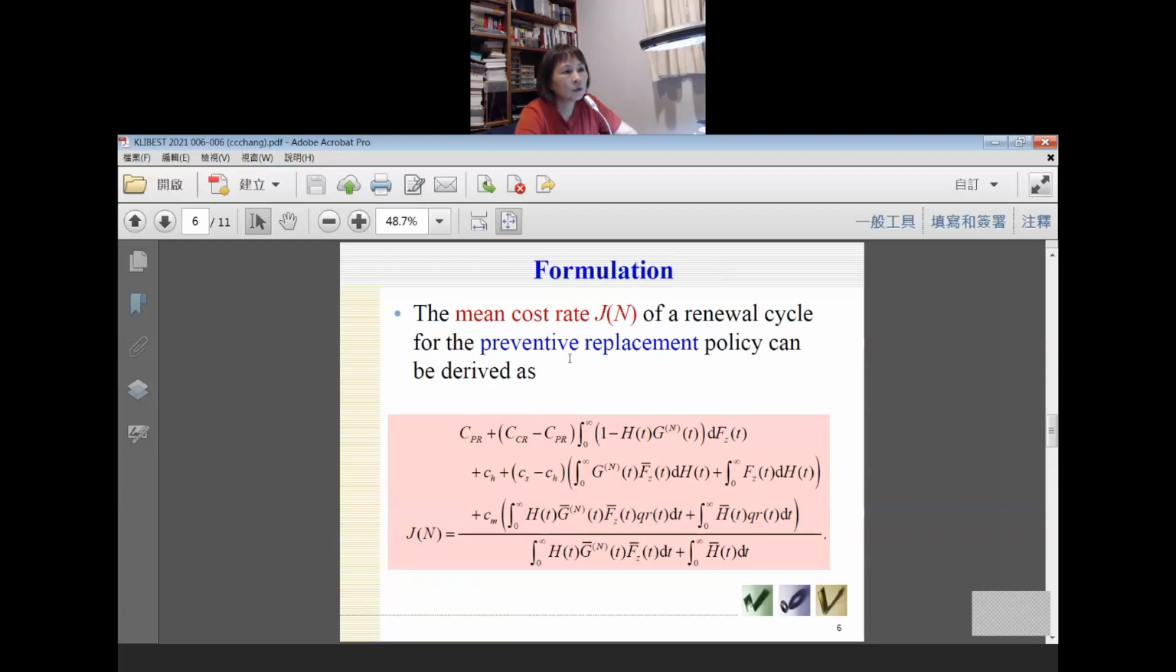The mean cost rate J(N) for the renewing cycle for the preventive replacement policy can be derived as this equation. Please refer to it.